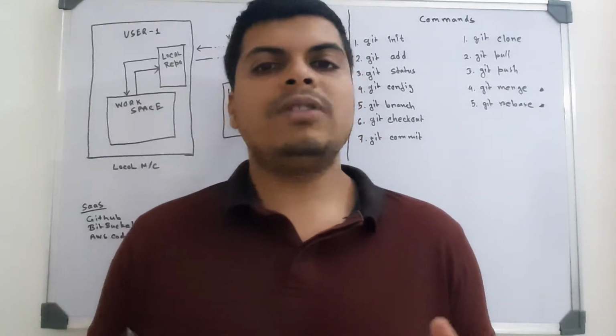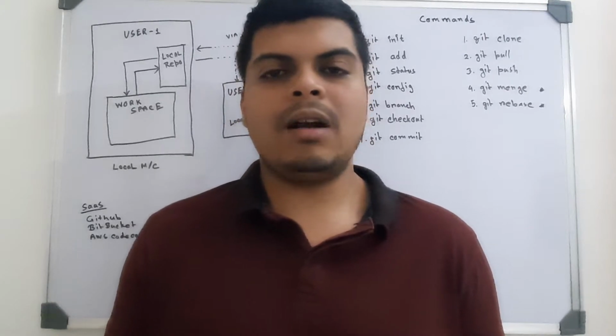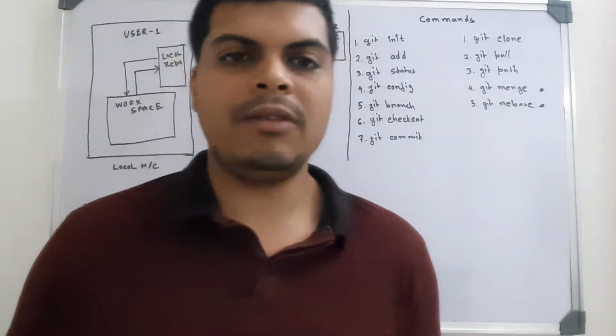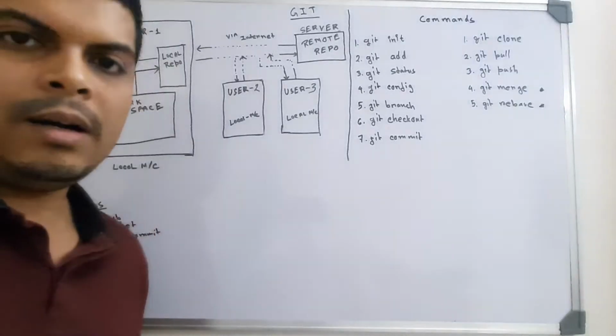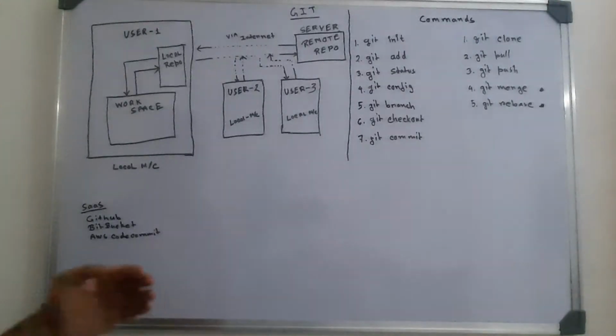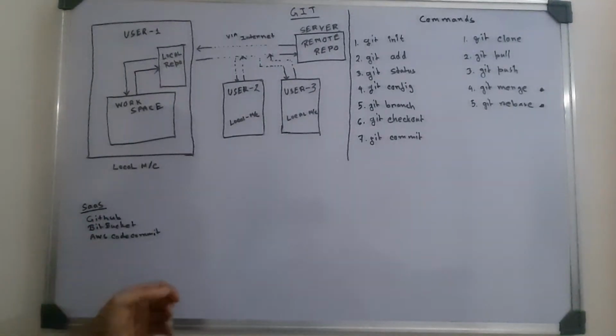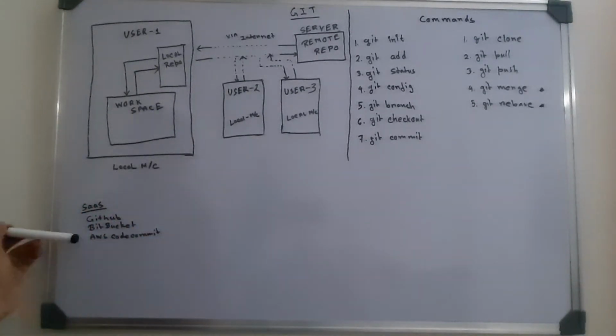There are a lot of SaaS products nowadays available over cloud, which also offer Git as their service. A few of the most used SaaS services for Git are GitHub, Bitbucket, or AWS CodeCommit. I mostly have used these three. There are a couple more you can search on the internet. Among these, GitHub provides most of its functionalities and features free of cost.